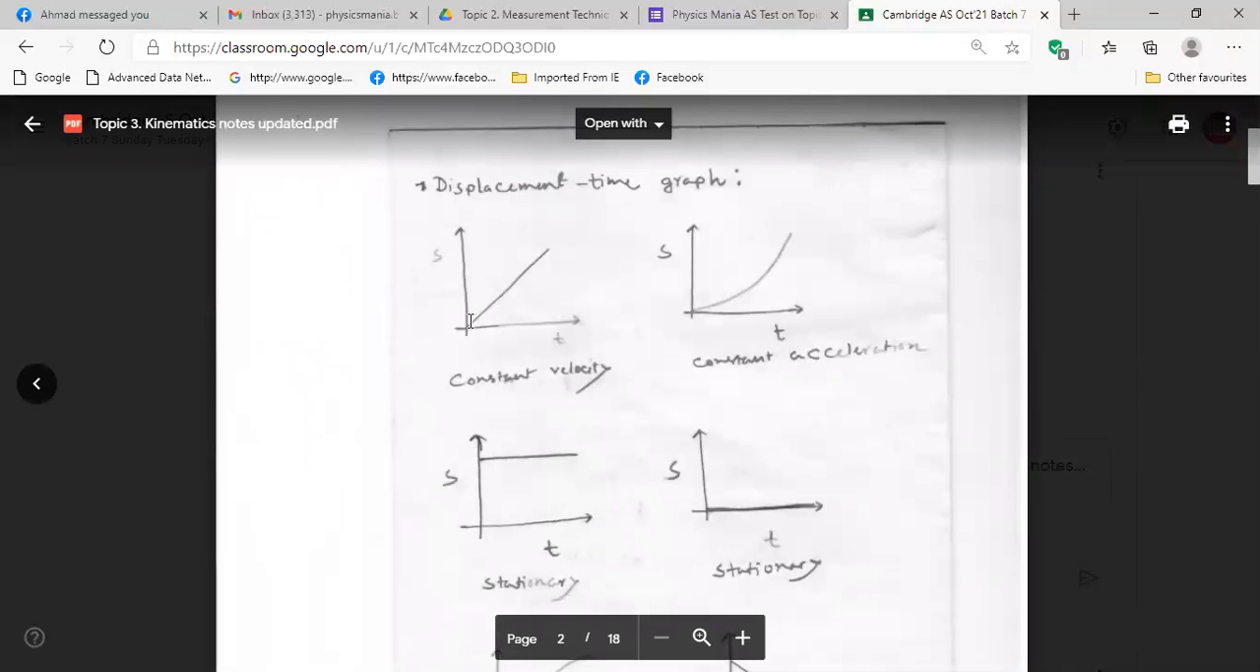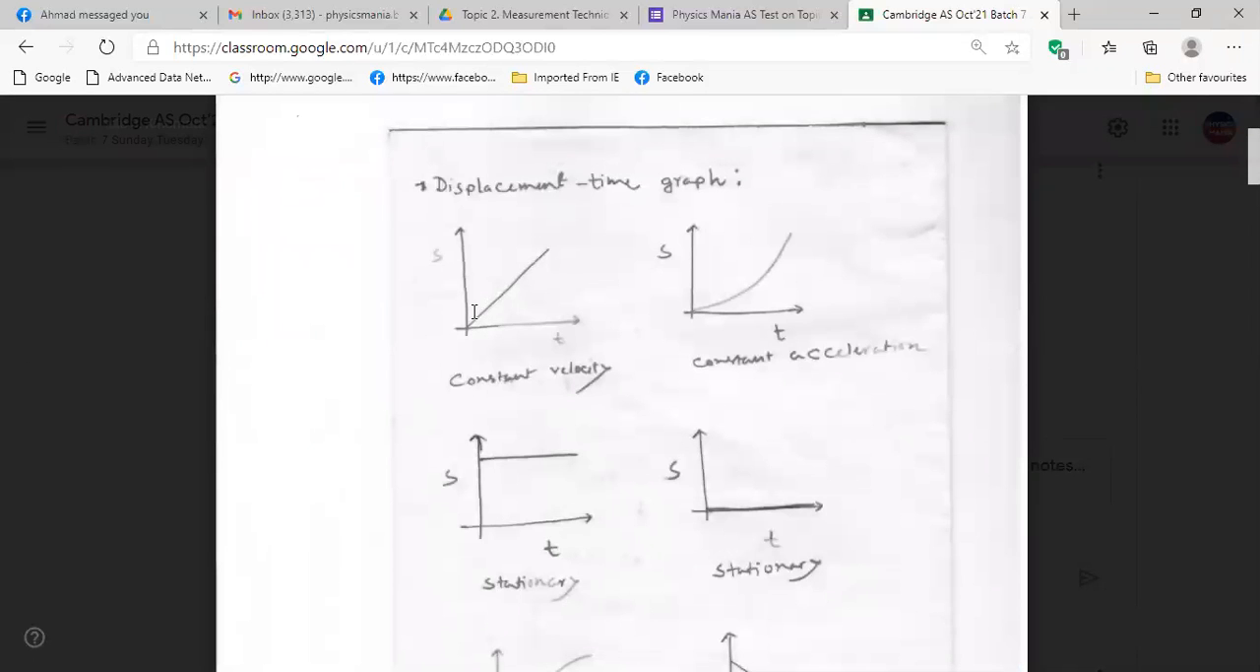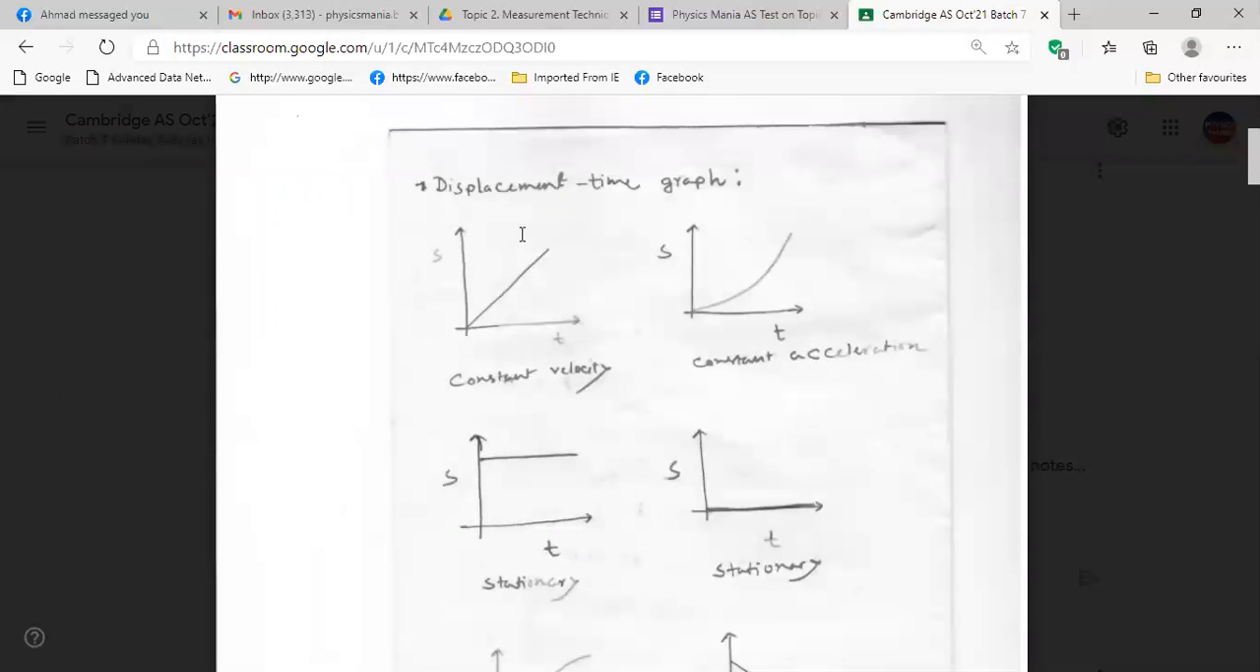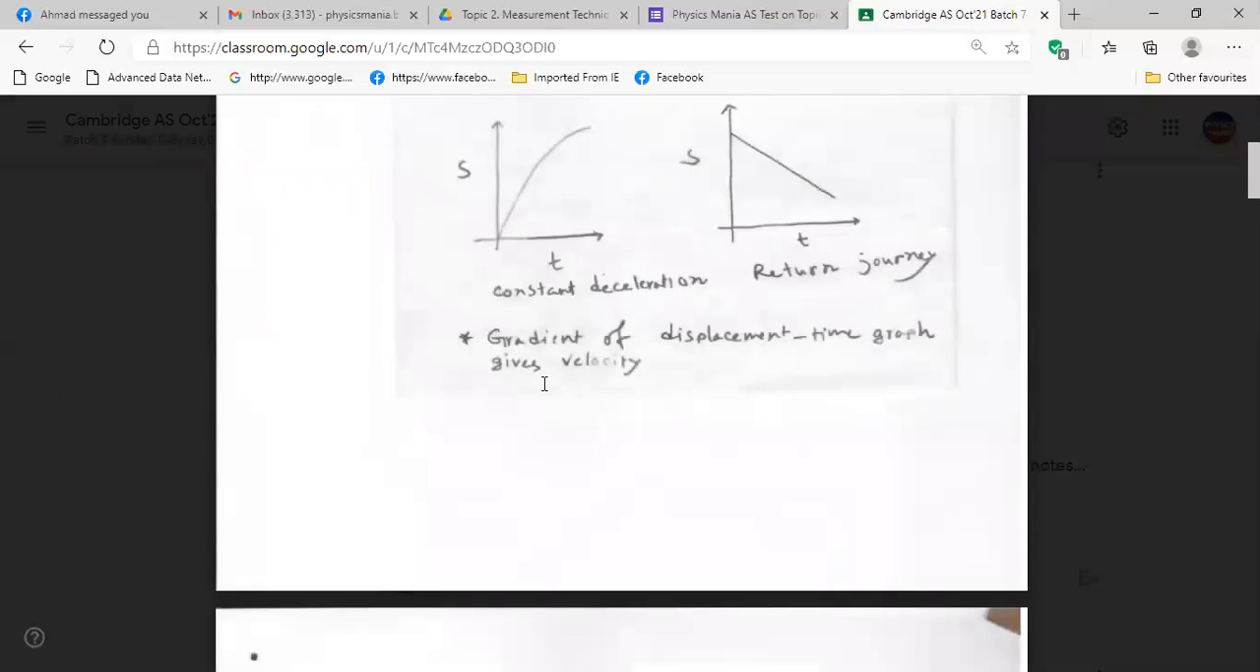But the other one, if we think the same way, the speed is constant. How? Displacement is increasing with time, and the ratio is always the same. That's why it is a straight line. So we are getting constant speed here. Is it clear? Yes, sir.